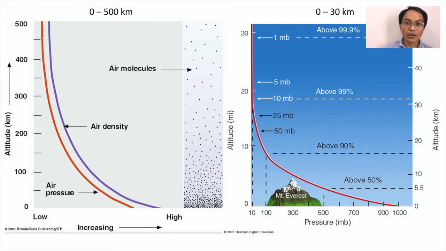You can see here that the air pressure exponentially decreases as it goes from 0 to 100 and 200 to 500 kilometers. This is the same for air density, where the difference between air density and air pressure is a constant factor. This makes sense because the relationship between density and pressure is proportional, as shown in this equation.